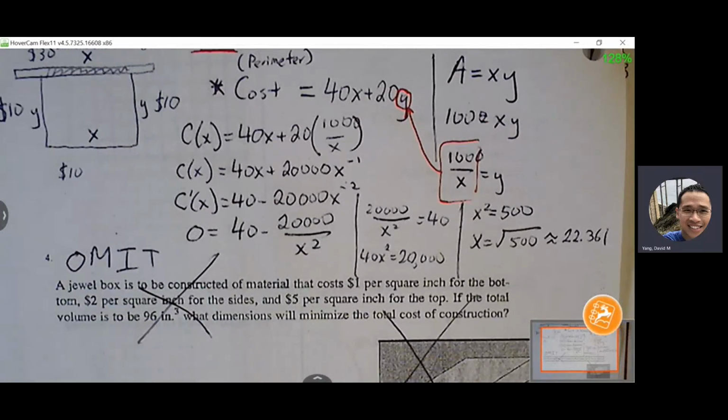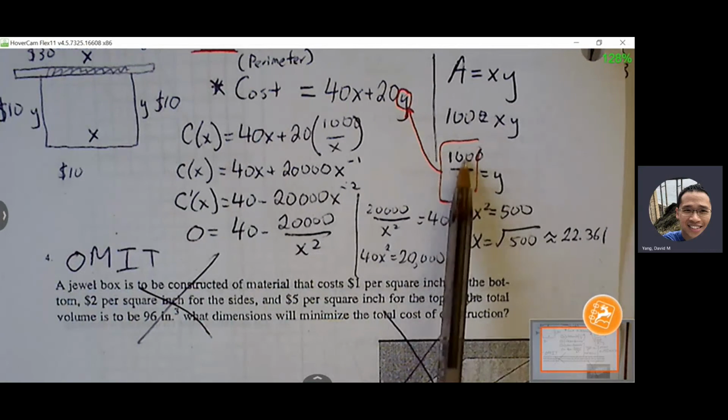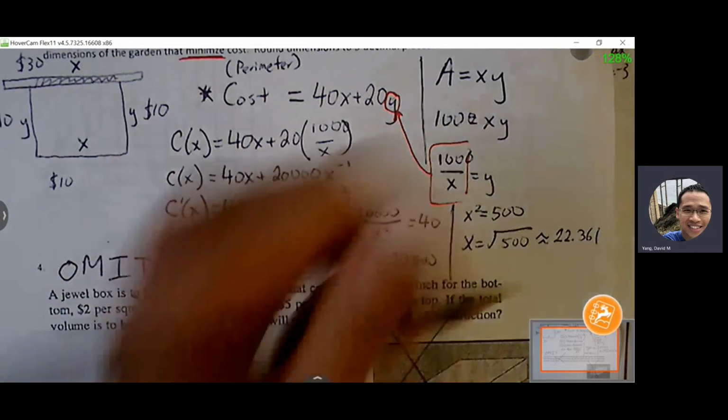Once I have my x value, I'm going back and reading the problem. It's asking for the dimensions of the garden, so I just have to find y. So there's the y formula, 1,000 divided by 22.361.